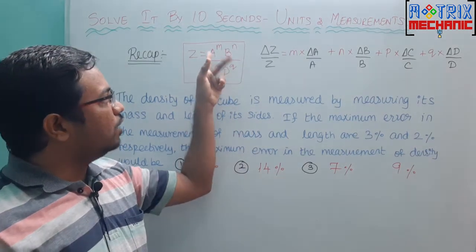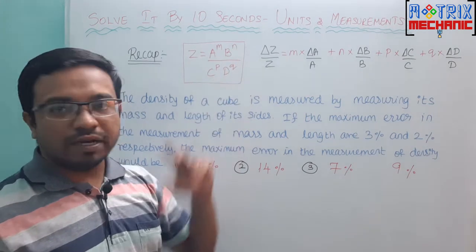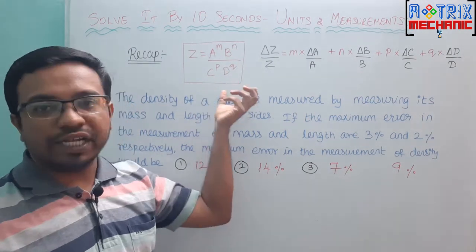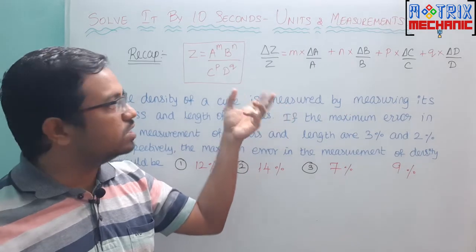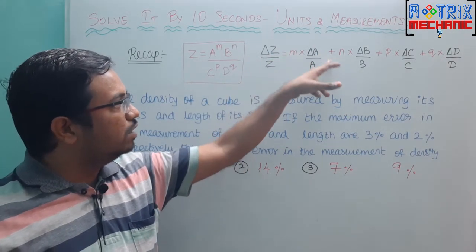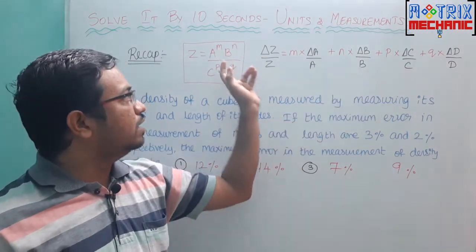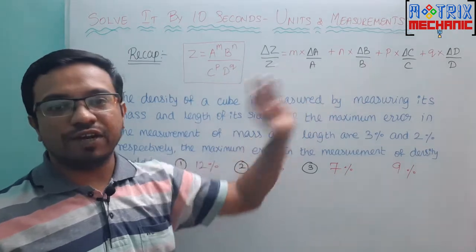Now see this one: a to the power m, b to the power n, c to the power p, d to the power q. So it is raised to some power. Then how will we write the relative error for this expression? The formula here is del z by z equals m times the relative error of a, plus n times the relative error of b, plus p times the relative error of c, plus q times the relative error of d.